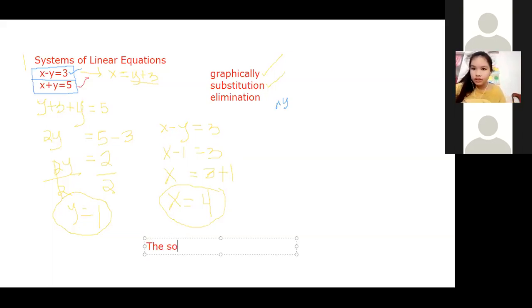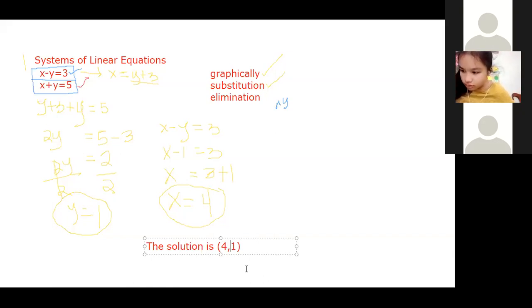Therefore, the solution is x is 4, then y is 1. Ayan. So, di ba, parehas lang siya ganina when we solve it graphically. Ito, the same lang, di ba? Alright. So, the same. The same answer.